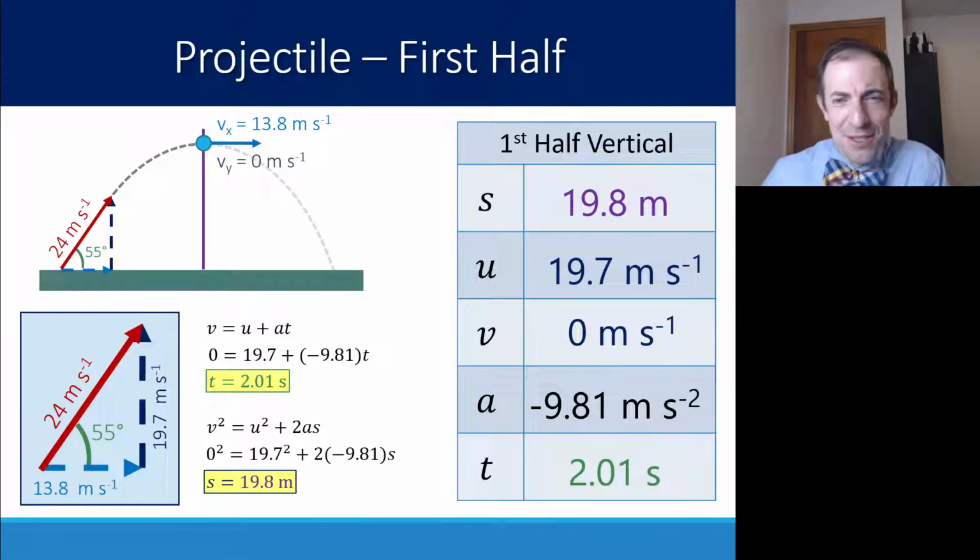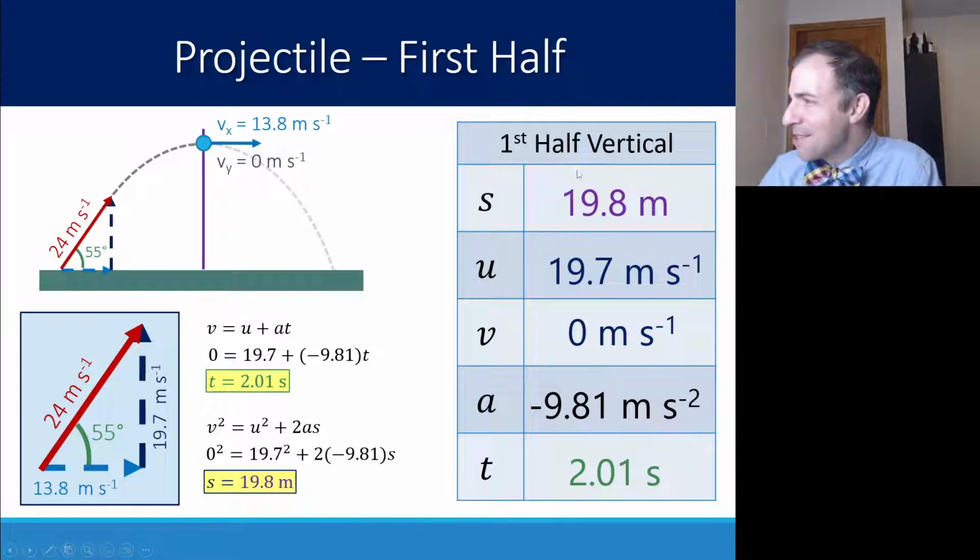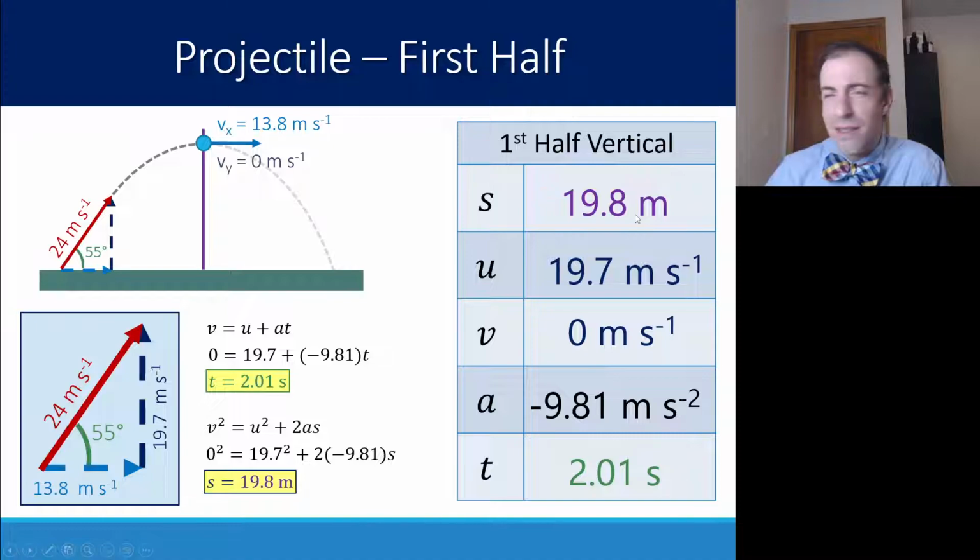All right, what did I just find here? Well, t, the time, is the time it takes for us to go this first half. So it's the time to get all the way to the top. s, 19.8 meters, is the vertical displacement in that first half. Here you can see it starts at the bottom, it ends at the top. The y, the vertical displacement, is how high did it go. That's the total height of this launch.